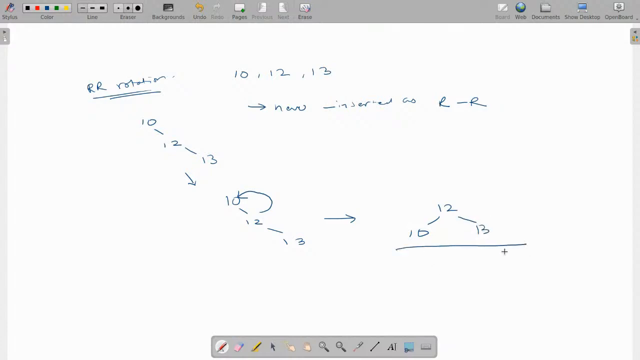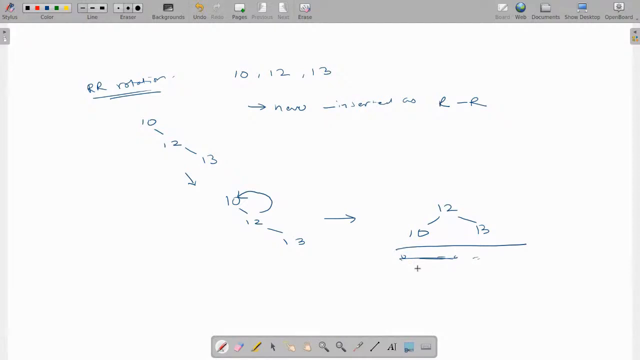Now this is a binary search tree because it has the binary search property. It is also a balanced tree because 0 minus 0 is 0 only. The balance factor is 0. So this is what RR rotation is.